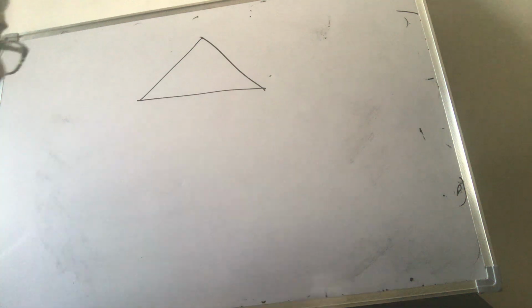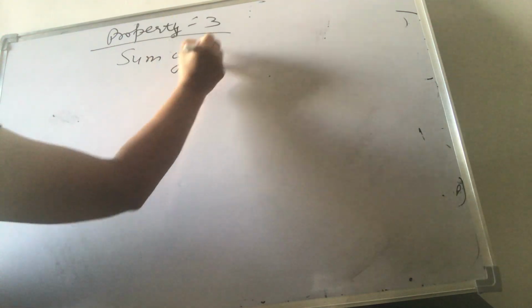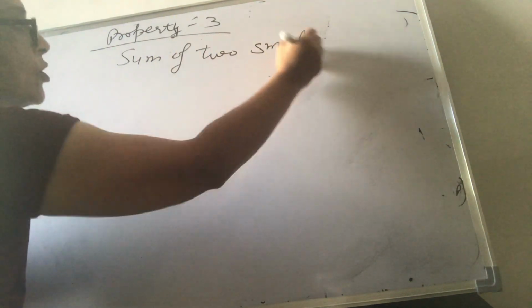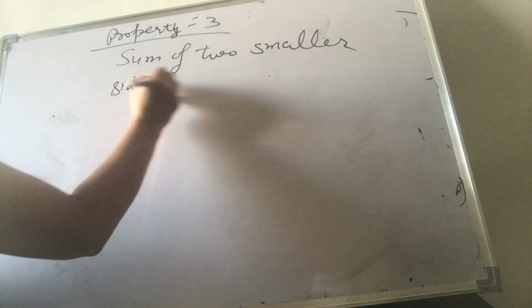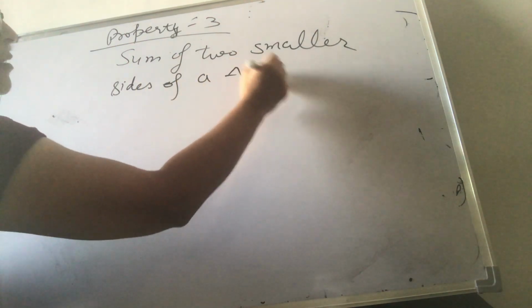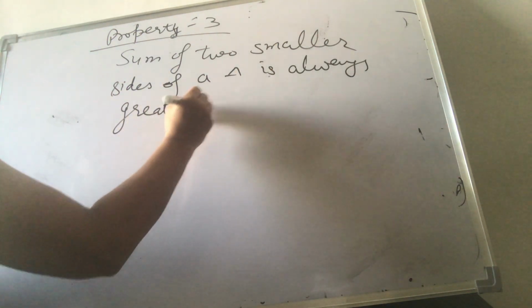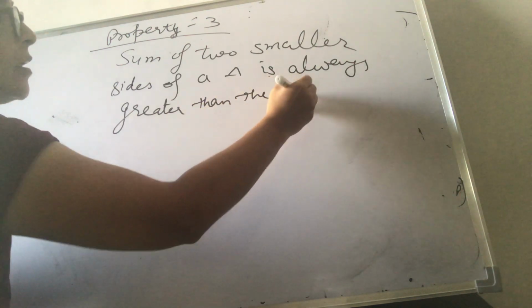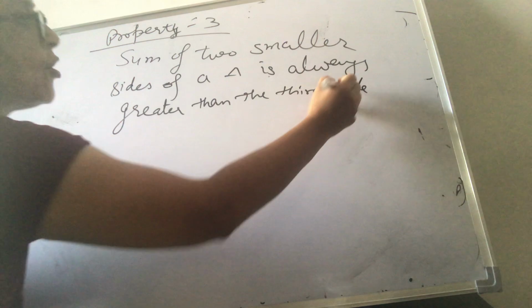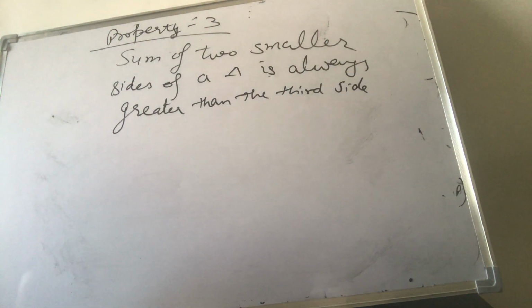So let's start. Property number 3. Sum of two smaller sides of a triangle is always greater than the third side. It cannot be equal to the third side or it cannot be less than the third side. It should always be greater than the third side.